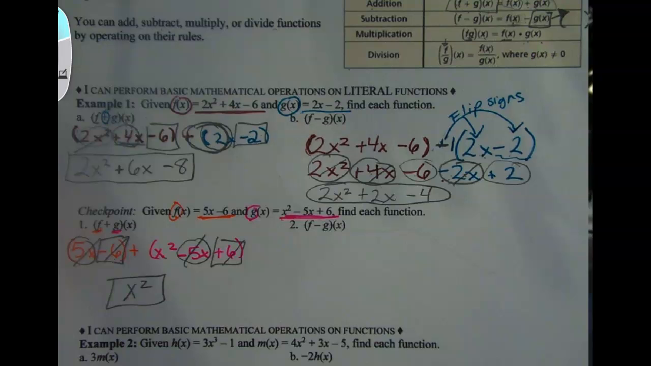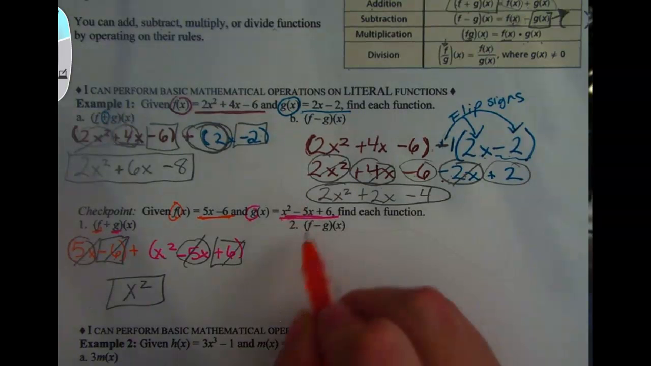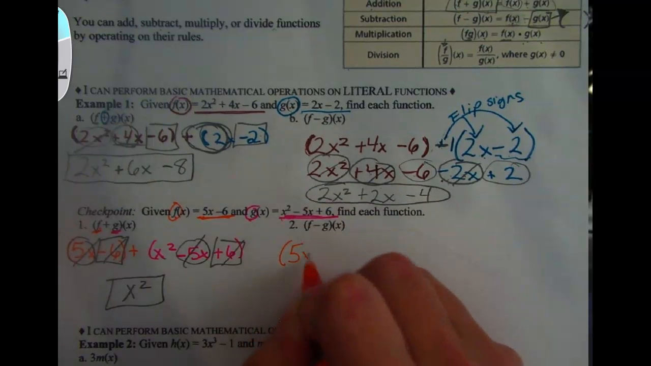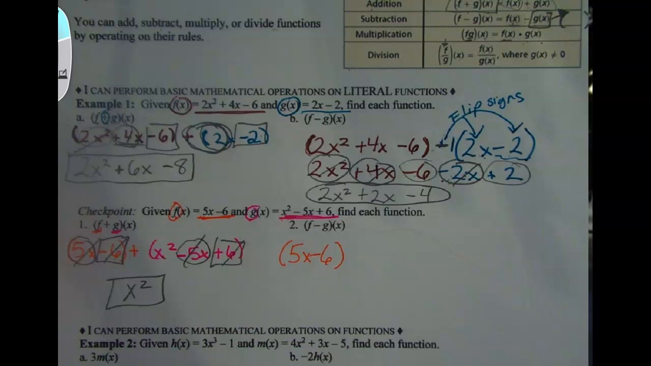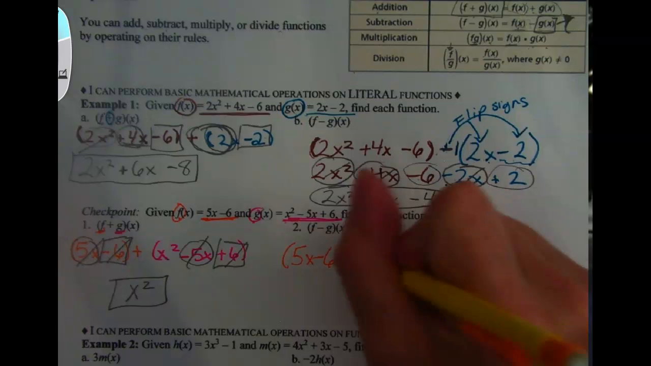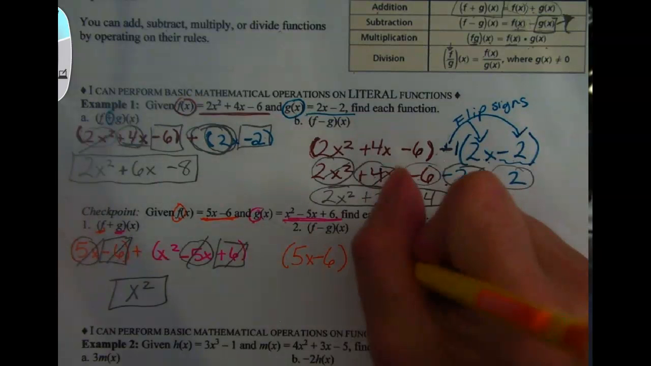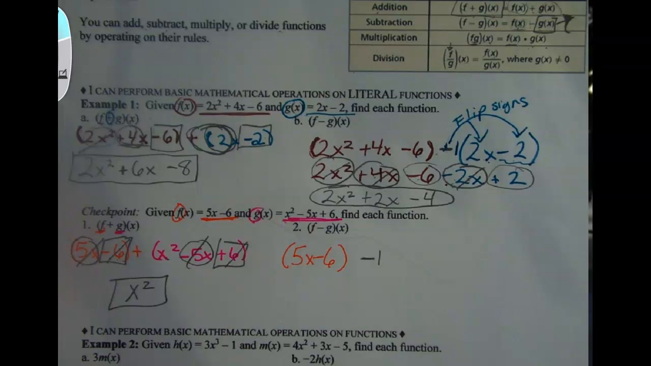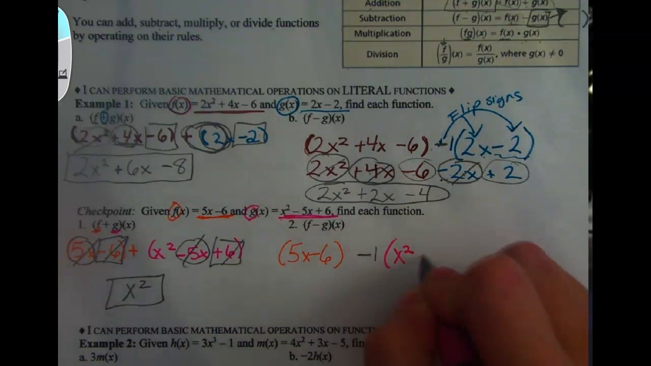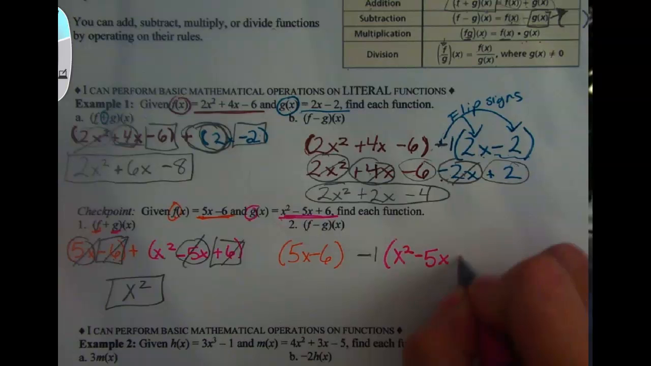And that's the final answer for that one. If you did that one correctly, a lot of the things ended up canceling out. So looking at the next one, if you did that correctly, your f again is, I'm putting it in parentheses, 5x minus 6. And then I have to subtract, and I like to put the minus 1 here because we know that it's the distributive property. And then I put parentheses around the next function, x squared minus 5x plus 6.